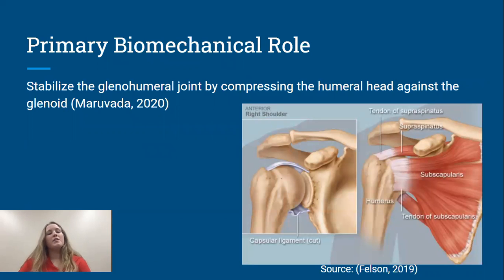Next, I'll be talking about the primary biomechanical role of the rotator cuff, and it is to stabilize the glenohumeral joint by compressing the humeral head against the glenoid. And you can see it in the picture listed to the right. It looks like the muscles are tugging on that humerus to keep it into that socket.